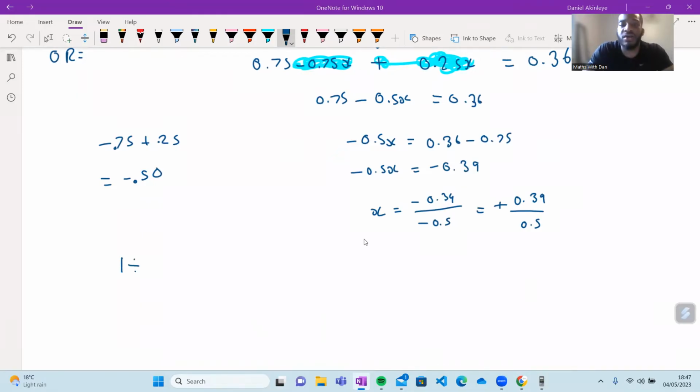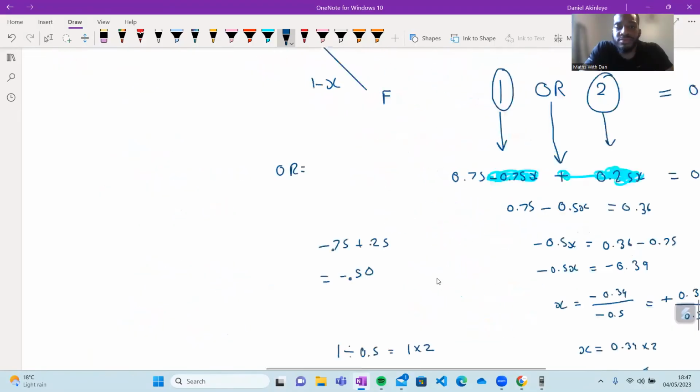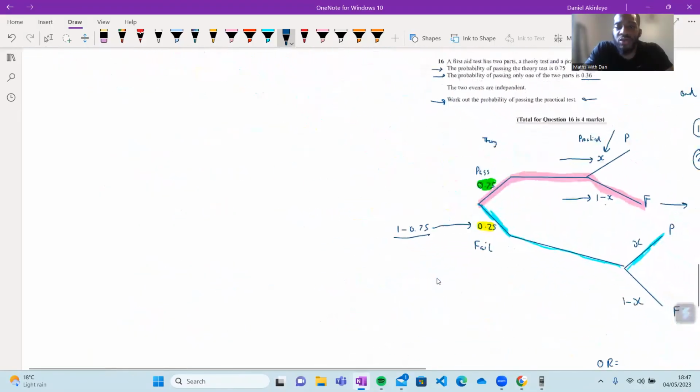Exactly. Thank you very much, Naya. Thank you very much, Quinette. 1 divided by 0.5 is the same as timesing by 2. Because what you're saying is, how many 0.5s go into 1? It's 2, isn't it? So dividing by 0.5 is the same as timesing by 2. So x is equal to 0.39 times by 2, which is equal to 0.78. And this is the probability of us passing the practical test, 0.78. Anybody get this correct? I'll zoom out a bit so you guys can see all of the working out.